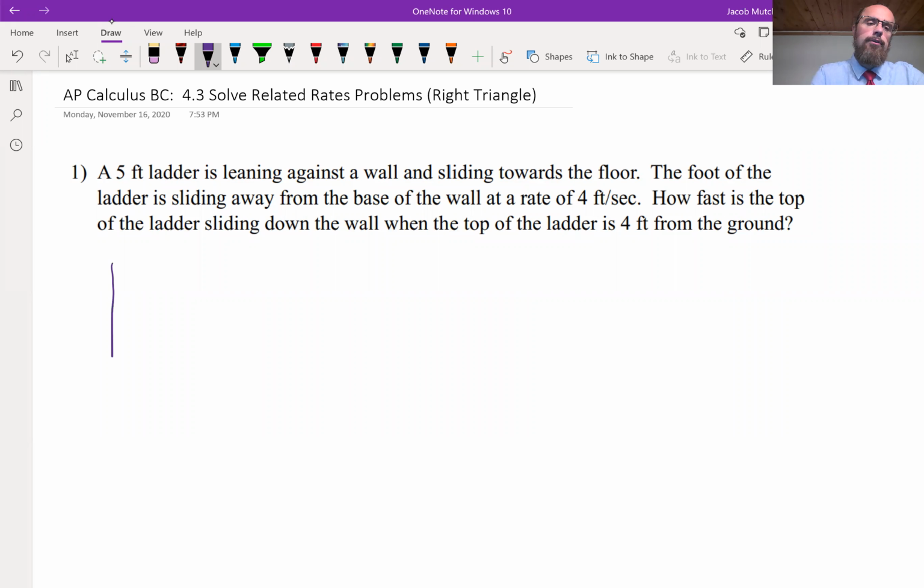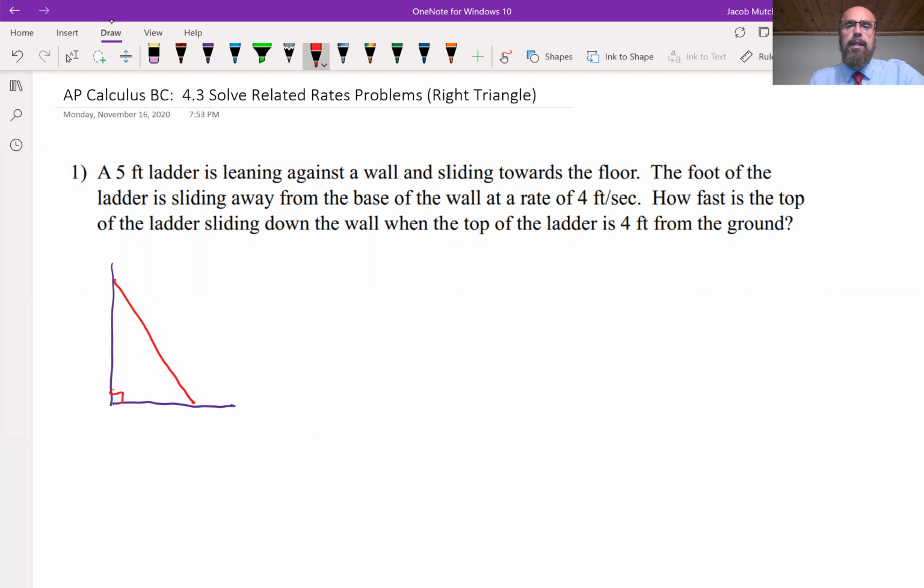I would start by drawing a diagram of the situation. We've got a wall, a floor, and leaning against the wall with its foot on the floor is a ladder. So within that situation, what I can identify geometrically is a right triangle. And I see that right angle where the wall meets the floor.